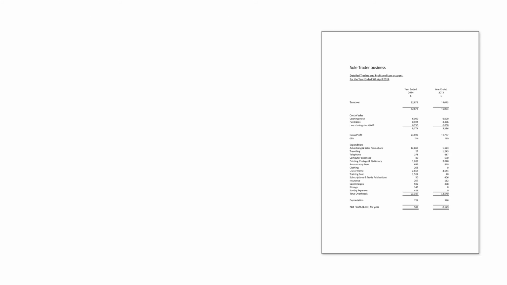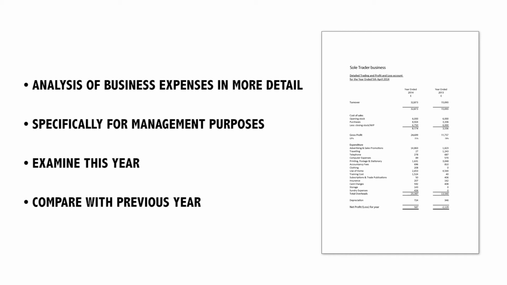The final page of your accounts is the detailed trading and profit and loss account. This shows a breakdown of the expenses of the business. Check in your draft accounts PDF that these figures are what you expected and that they reflect the day-to-day running of the business. You should then also look at the figures in comparison to the previous year where available. For example, in this set of accounts, the advertising figure for the current year is £14,863 as opposed to just £1,623 for the previous year.